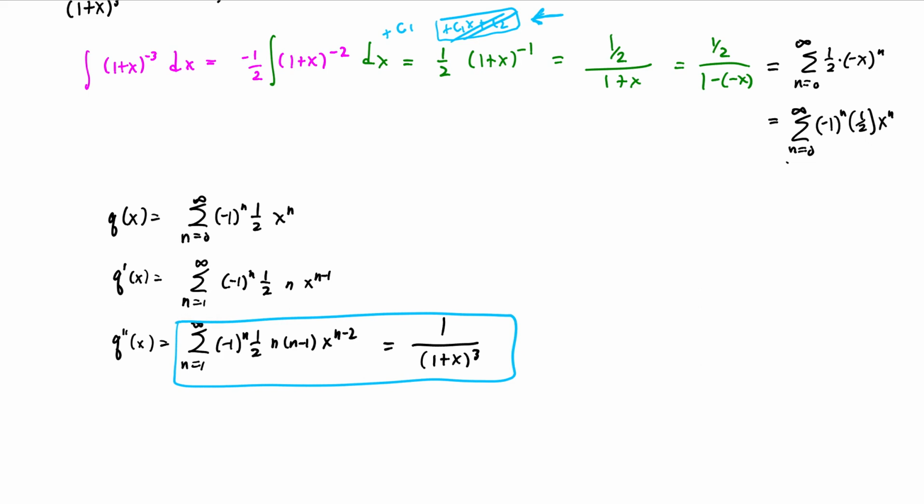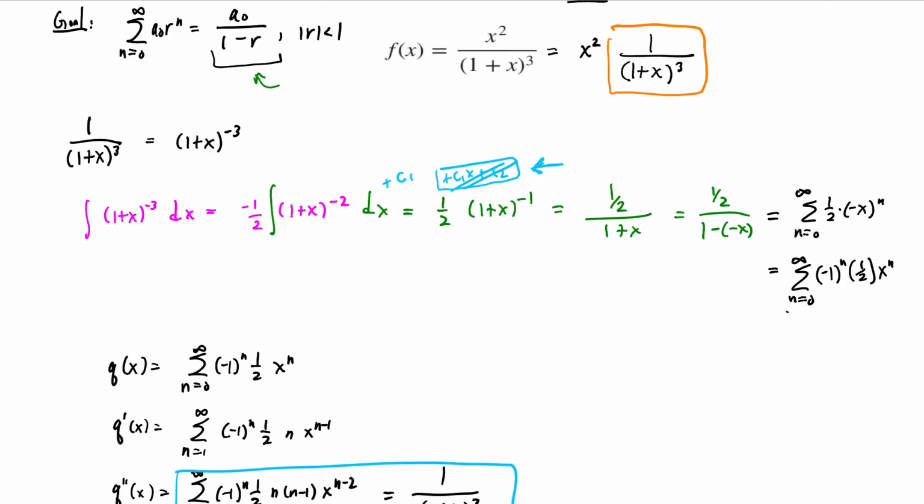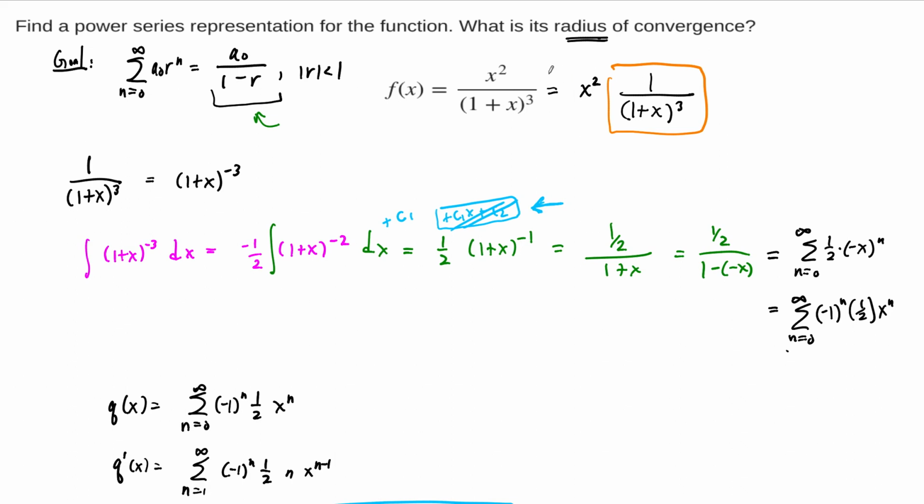Now, I made one mistake here which you probably caught and screamed at me for, but that should have started at 2. Every time you take a derivative, it bounces up the index by 1. And so the last thing I'd like to do here is, well, I'm going to leave it like this because this is not our function, right? So q double prime is not our function. Our function f is that q double prime times x squared, right?